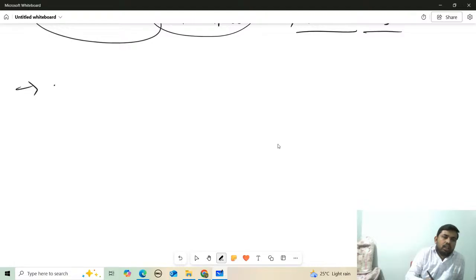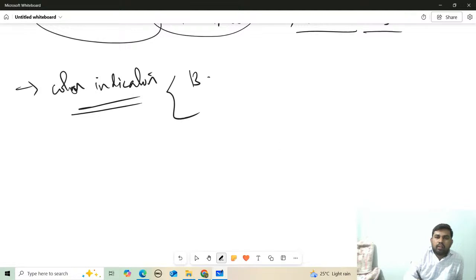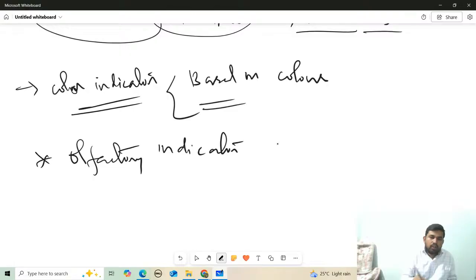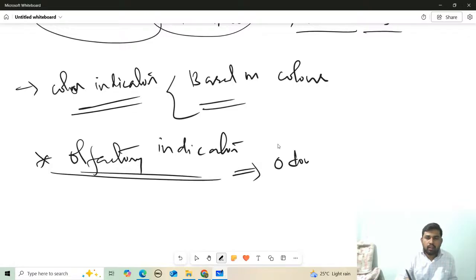So what do you mean by color indicators, sir? Based on the color. Okay, so we have one more type of indicator called olfactory indicators. So what do you mean by olfactory indicators? Olfactory indicators means they work on the odor, or we can say smell.